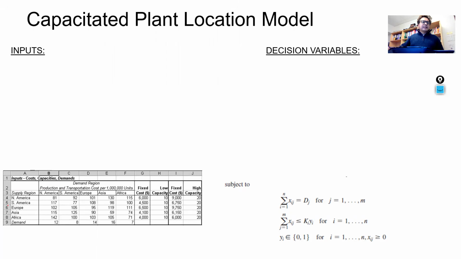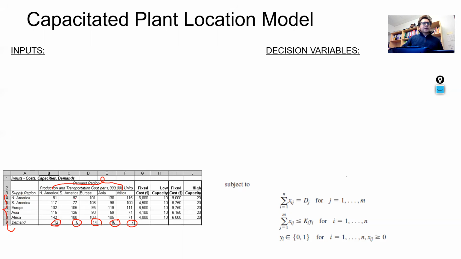Here we can see that the company has supply regions in 5 parts of the world, and then they have demand also in 5 regions of the world. And then we see the demand information for each of the regions. So for example, here the demand for Africa is 7 million units.